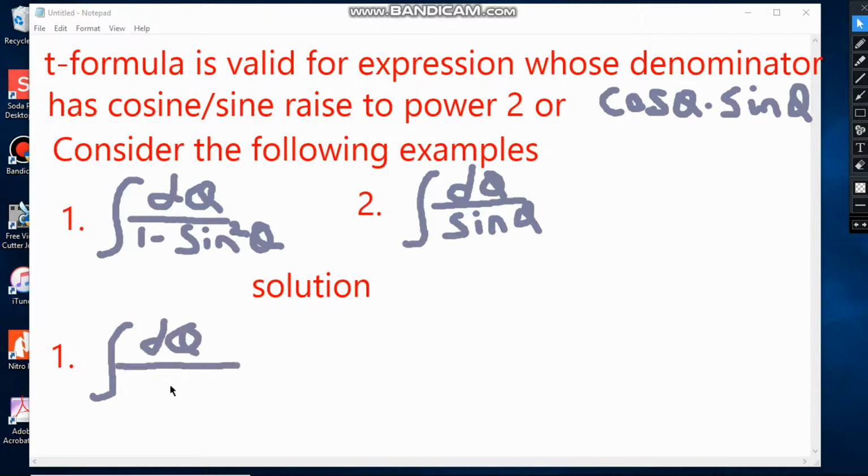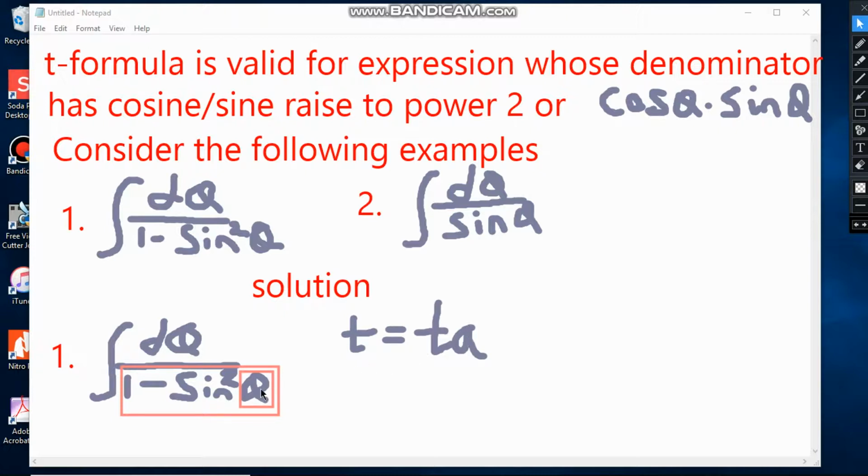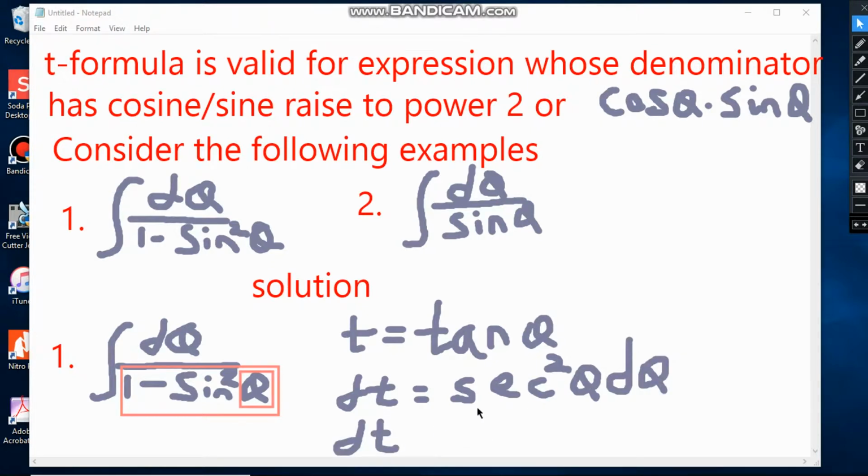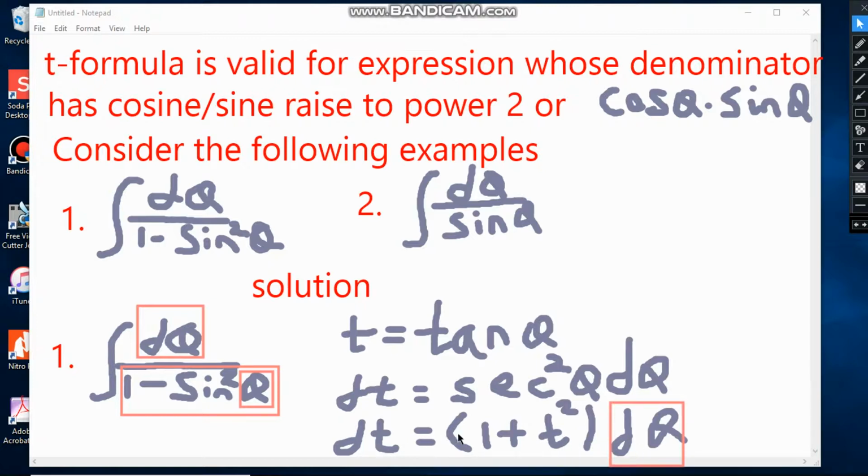Integral of d theta over 1 minus sin square of theta. In this case, I let t be equal to tan of this angle, which is theta. When I differentiate dt with respect to theta, dt is equal to sec square of theta d theta. But what is sec square of theta? It is 1 plus tan square of theta, and tan theta is equal to t, so it is 1 plus t square. So where there is d theta, I will replace it with dt over 1 plus t square.